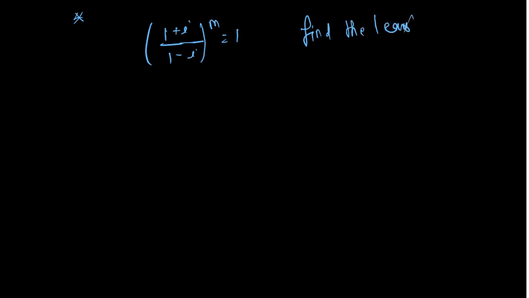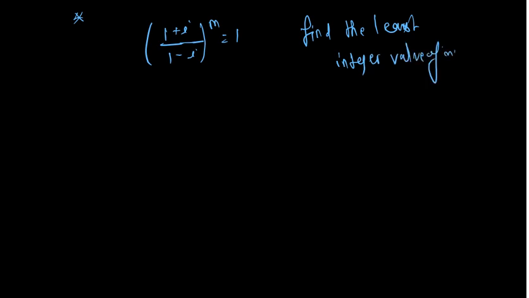Here is a question that has been asked in some exam, so I will write it. The question is (1 plus i divided by 1 minus i) to the power m is equal to 1. Here the question asked is: find the least integer value of m. See how to solve this.